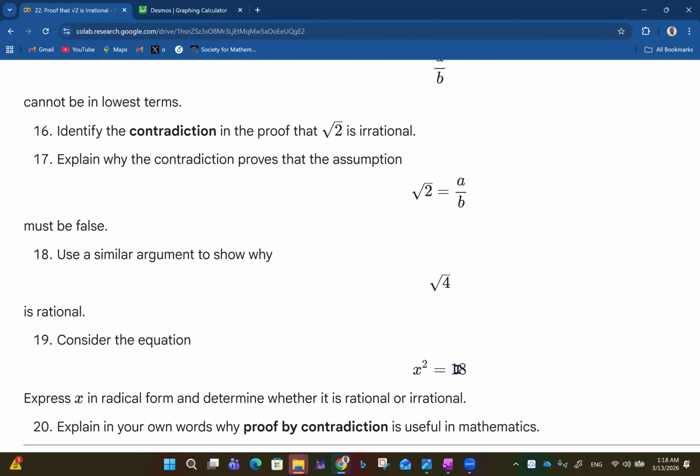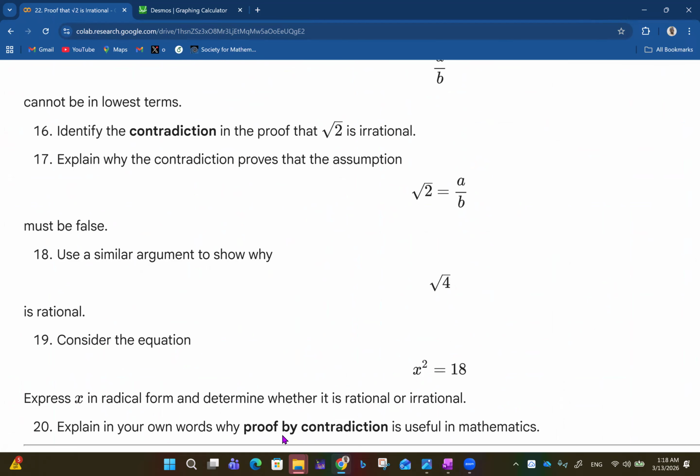consider the equation x squared equals 18. Express x in radical form and determine whether it is rational or irrational. So that's an equation now. Of course, that's going to be plus or minus 3 root 2, you know. 3 root 2 is irrational for sure. It's irrational. So there's no point.